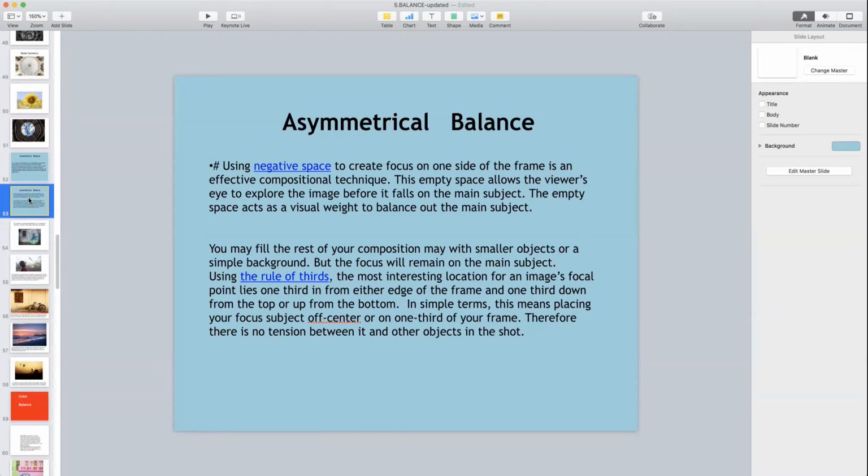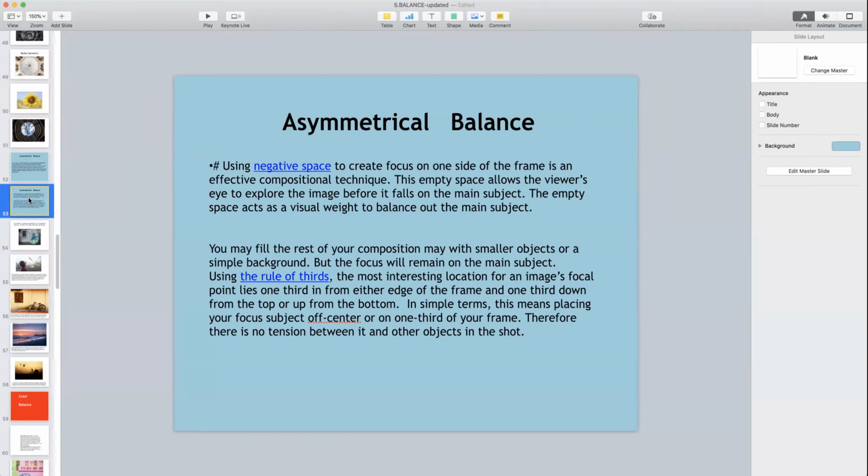You may fill the rest of the composition with smaller objects or a simple background, but the focus will remain on the main subject. Here, using the rule of thirds, the most interesting location for an image focal point lies one third in from either edge of the frame, or one third down from the top or up from the bottom. You use the rule of thirds. That's what he is trying to say.